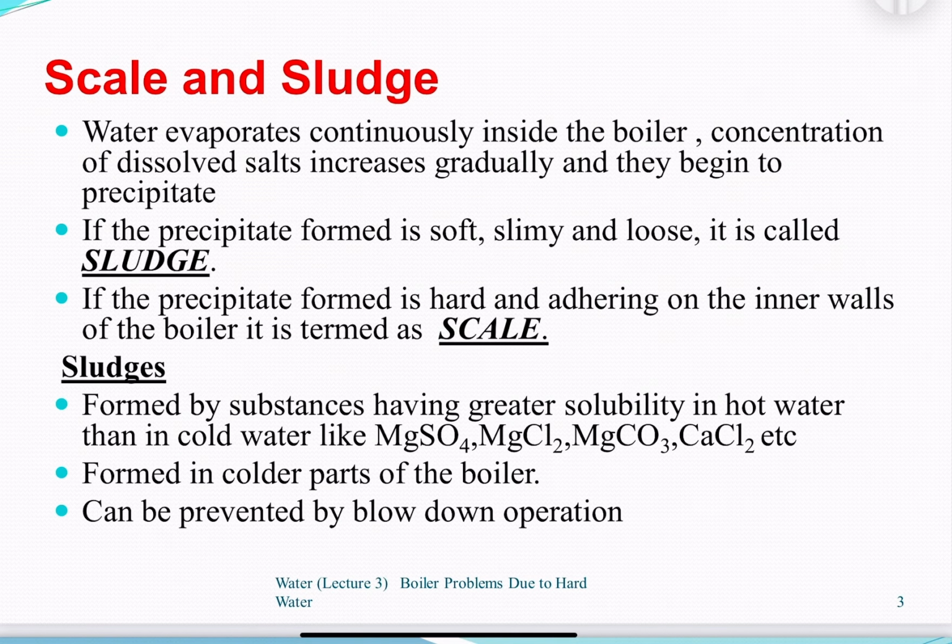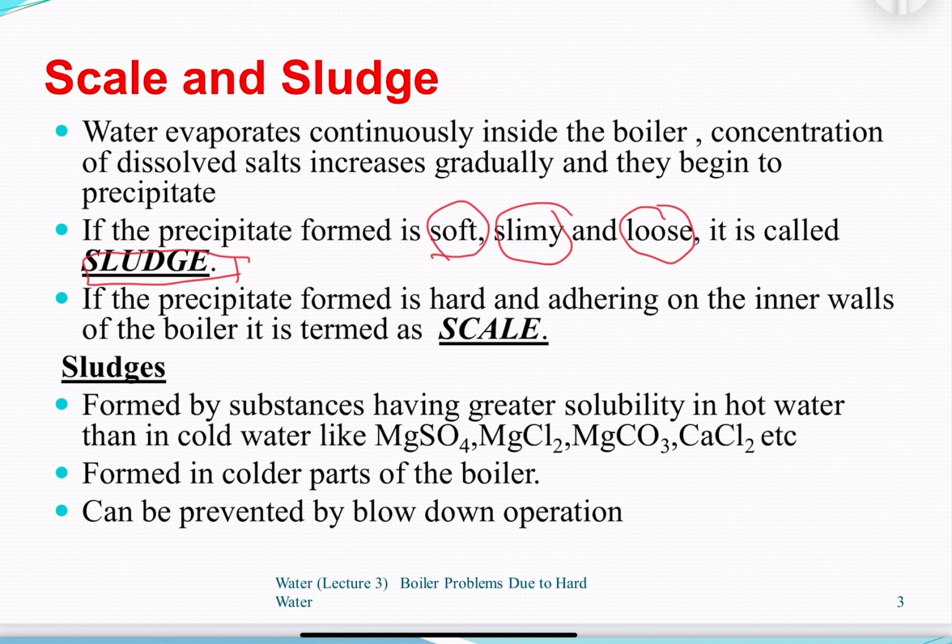Now what happens in hard water? You know that hard water contains a lot of salts of calcium and magnesium. Now inside the boiler, steam is forming continuously. As steam is forming, steam is removed and the concentration of water goes on increasing. So there comes a time when the concentration increases to such an extent that the salts begin to precipitate out. In the initial stages of formation, the precipitate is soft, slimy and loose. So this soft, slimy and loose precipitate is called sludge.